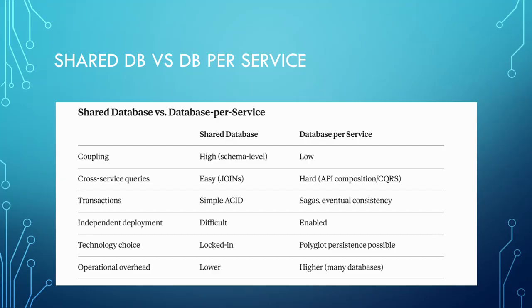Operational overhead is lower with a shared database and high with database per service, because we have many databases. One could use Postgres, another Oracle, another Cassandra.